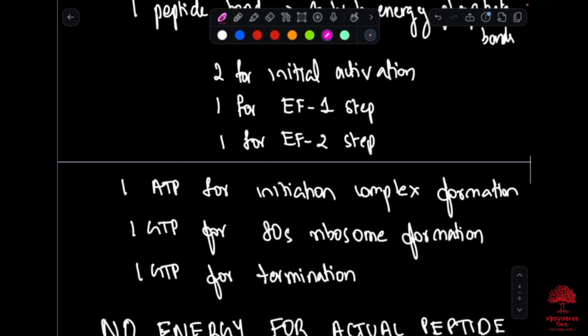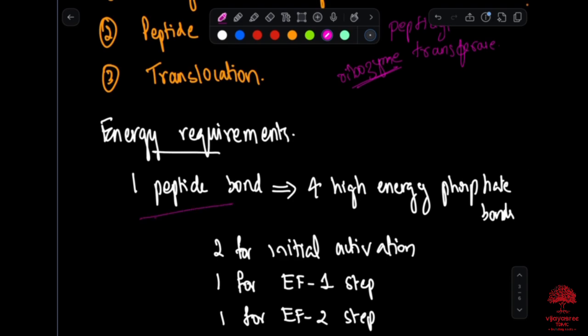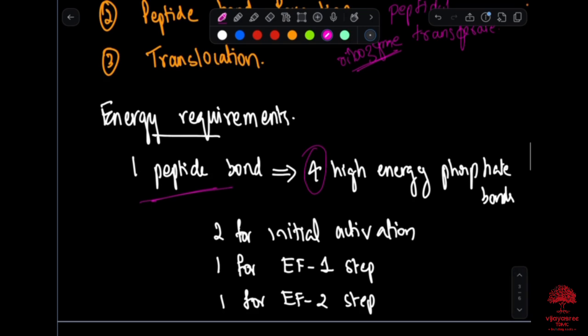Now let's see the energy requirements here. For one peptide bond to be formed, we need 4 high energy phosphate bonds. Where are these 4 high energy phosphate bonds being used? Two are for the initial activation step, 1 for the step where elongation factor 1 acts, and another one for the step where elongation factor 2 acts. So those are the 4 high energy phosphate bonds we require.